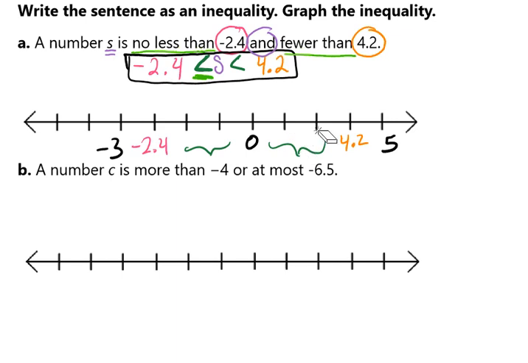So when we go to make our points here, we're going to have a closed circle at negative 2.4 and an open circle at 4.2. And because it's an "and," our points will be connected.